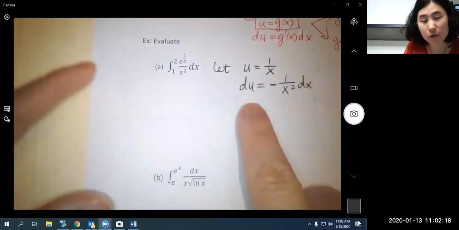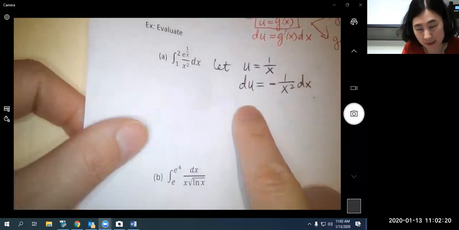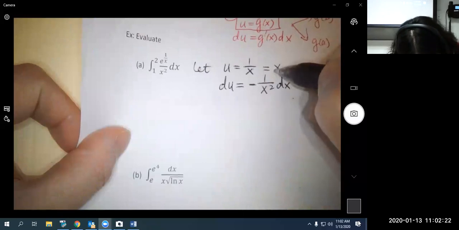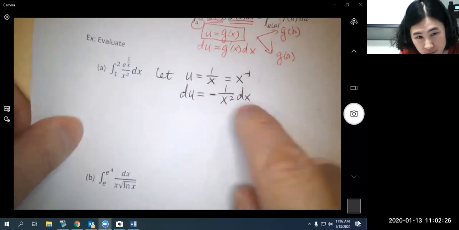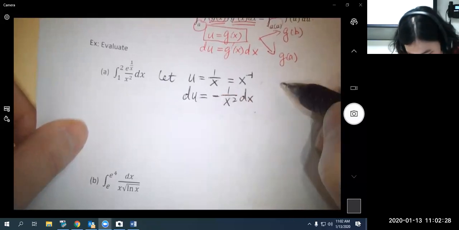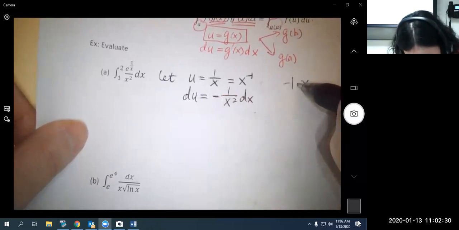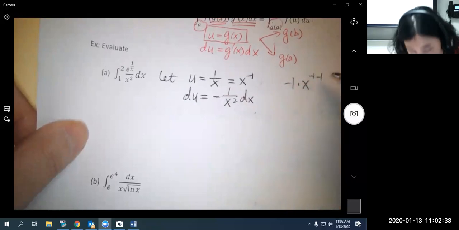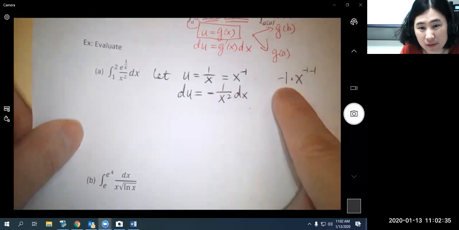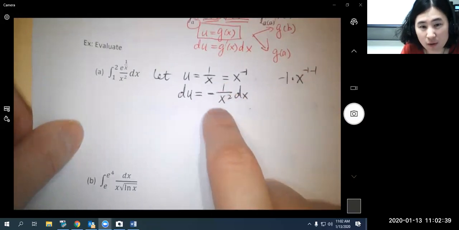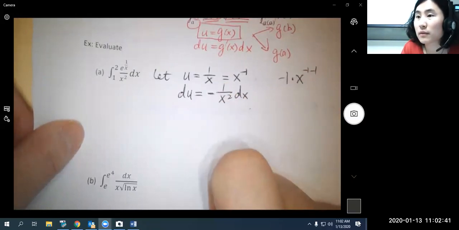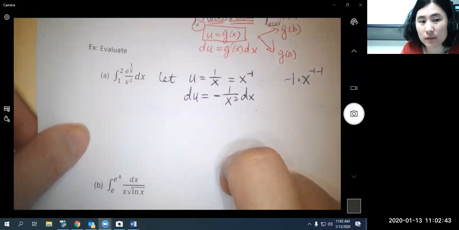If you don't remember that, you can use the power rule. When u equals x to the negative 1 power, the derivative of u should be what? Negative 1 times x to the what? Negative 1 minus 1, right? So negative 1 times x to the negative 2, which gives us negative 1 over x squared. Okay?